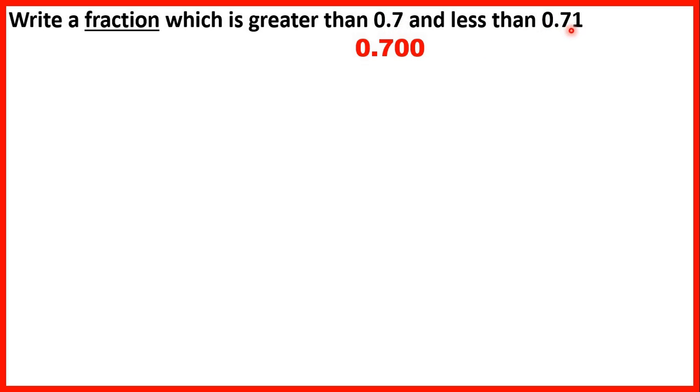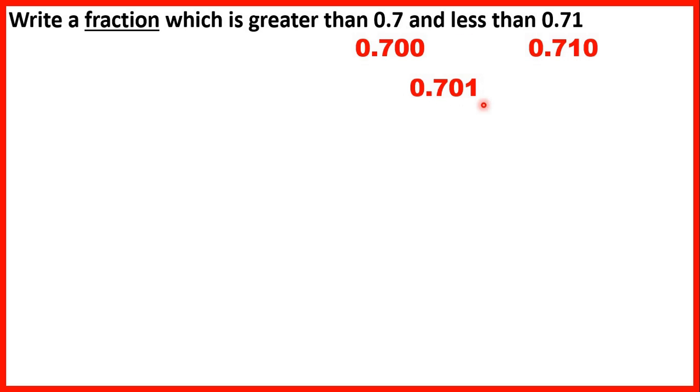And for 0.71, we can write a 0 on the end, so that's 0.710. And now that we have zeros on the end, and we have numbers which now have the same number of decimal places, they both have 3 digits after the decimal point, we can easily think of a decimal that will be in between these numbers. So we could have 0.701, because if we ignored the decimal points, 701 would be between 700 and 710.